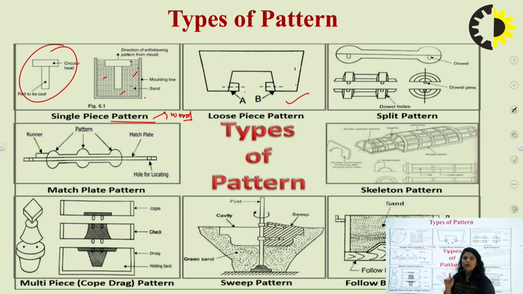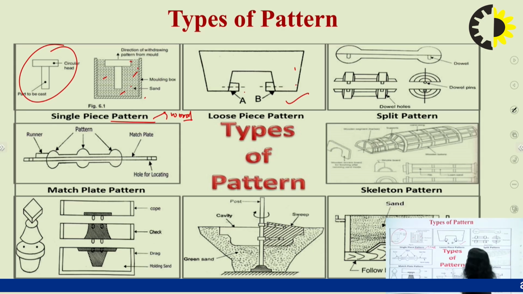and we are using the single piece pattern, then it will not be possible for us to create the cavity. How will we remove it? So in this case we use the loose pieces. When we remove the pattern from the sand to create the cavities, we will remove the main part first, and after that A and B will be removed. So this type of pattern will be used where intricate casting is required.